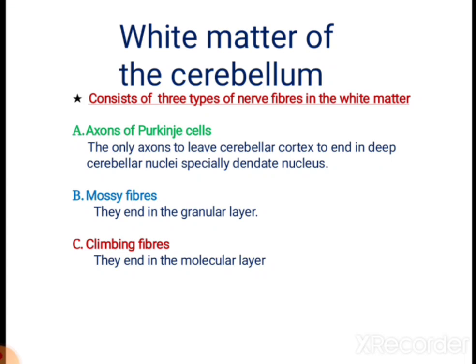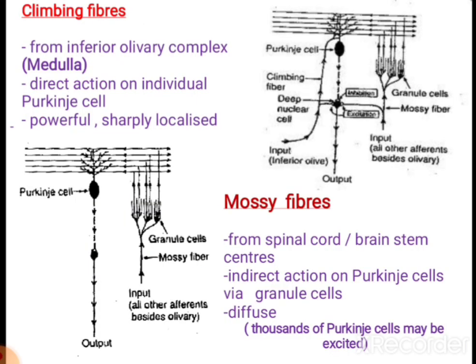The Purkinje fibers are the only axons to leave the cerebellar cortex to end in the deep cerebellar nuclei, especially the dentate nucleus. Mossy fibers end in the granular layer, and climbing fibers end in the molecular layer. Climbing fibers arise from the inferior olivary complex, and this complex lies in the medulla.